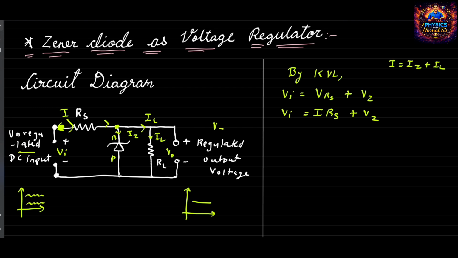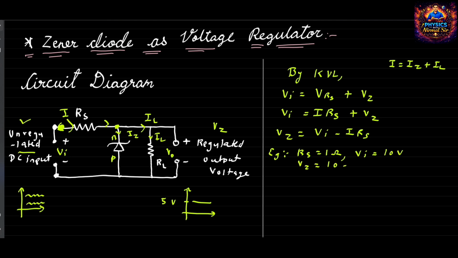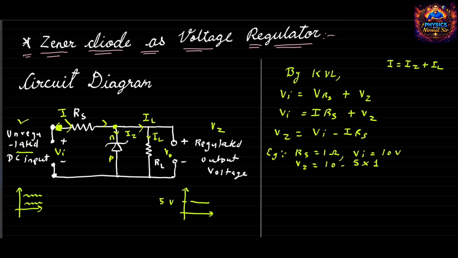Now we want the output. The output means we want Vz, which is equal to Vi minus I into Rs. Now let's take an example, because here we want a constant voltage. Let's say we want a constant 5 volt output. Rs is equal to 1 ohm and V input, the unregulated DC voltage that we are providing, is 10 volt. So we get Vz is equal to 10 minus, assuming the current is 5 ampere, I into Rs, which is 10 minus 5 into 1. So we will get 5 volt.